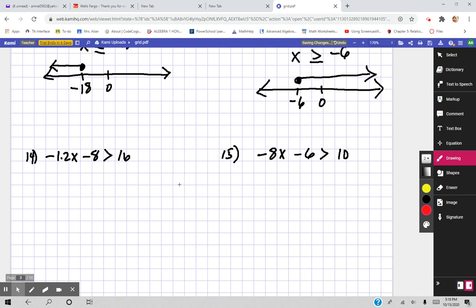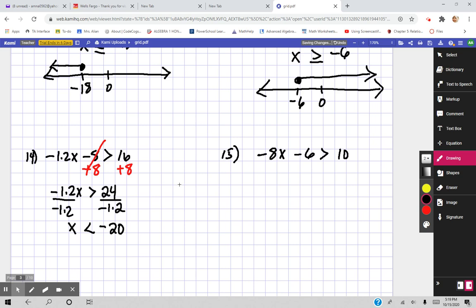All right, let me try to catch up with you. So add 8 to both sides. This will give us 24 on this side. Divide both sides by negative 1.2. Okay, we got to flip the sign because we just divided by a negative coefficient, and this should give us x is less than negative 20.